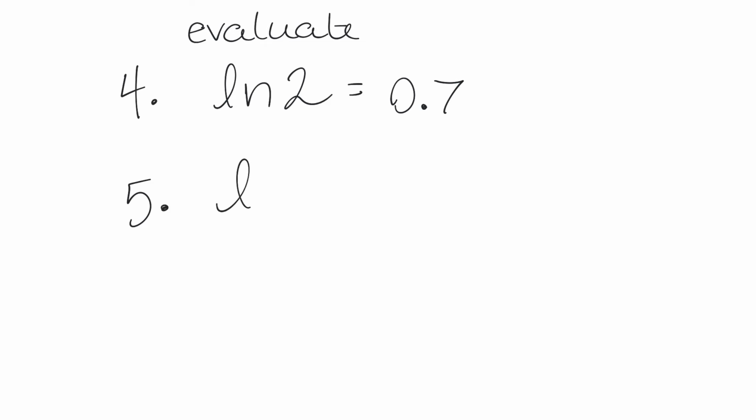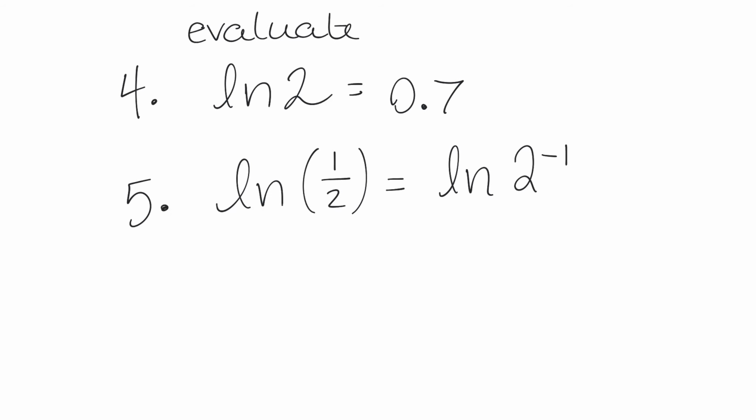Okay, let's be a little more tricky. What if we have the natural log of 1/2? Let's think about this. If we wanted to solve this, how can we rewrite that? What if we rewrote this as the natural log of 2 to the negative 1? And then what if we use power law? We have negative 1 times the natural log of 2. Again, making life a little bit easier. This is going to be negative 0.7, right? Didn't we just solve that up here?